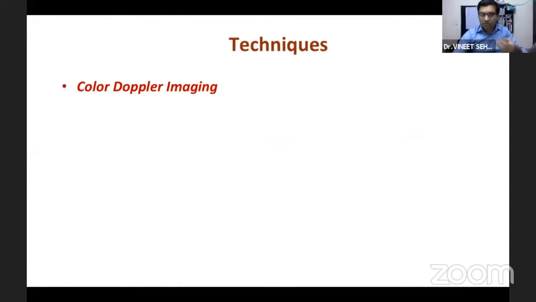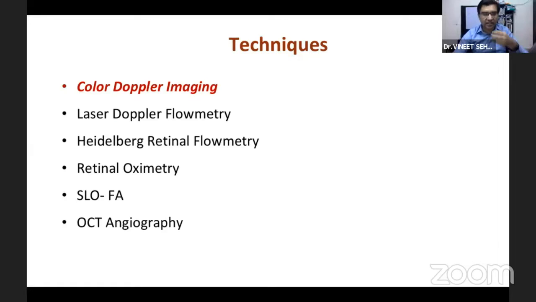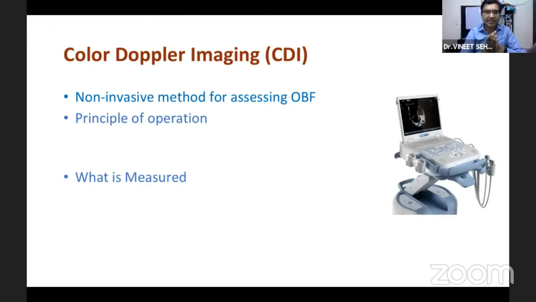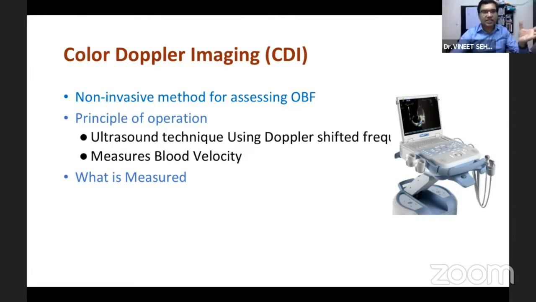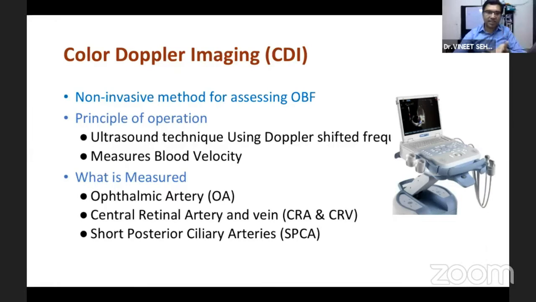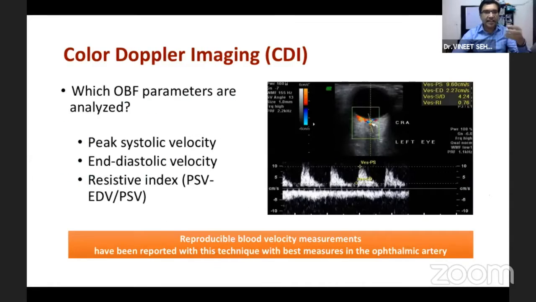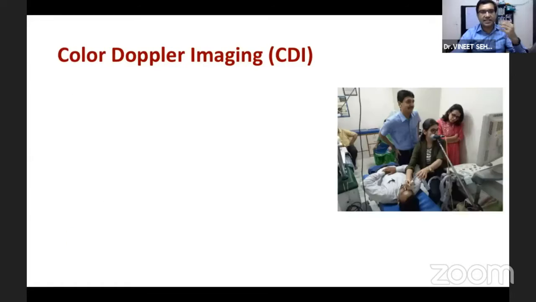Now, what are the various techniques? Dr. Meenakshi and Dr. Murli have just given us a lot of insight about all the techniques. What is the basic advantage of color Doppler imaging? It is a non-invasive method. The principle of operation is an ultrasound-guided, non-invasive blood flow velocity technique. We measure the ophthalmic artery, central retinal artery, and the various indices. I won't go into the details. Basically, we measure the peak systolic velocity, diastolic velocity and the resistive index.